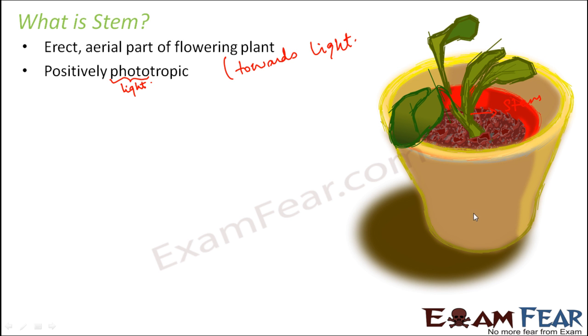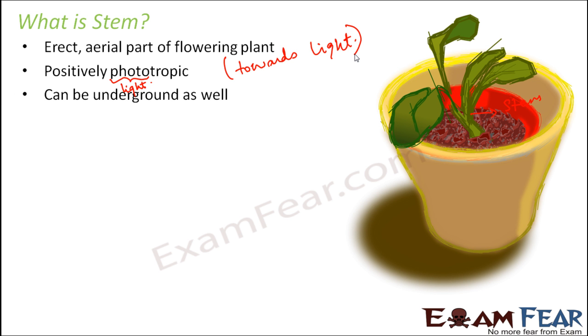Now below the soil there is no light. Light is available above the soil, and that is why the stems grow towards the direction of light. So they grow erect upwards, and that is why they are called positively phototropic. That is, they tend to move towards the direction of light. They are positive towards the direction of light.